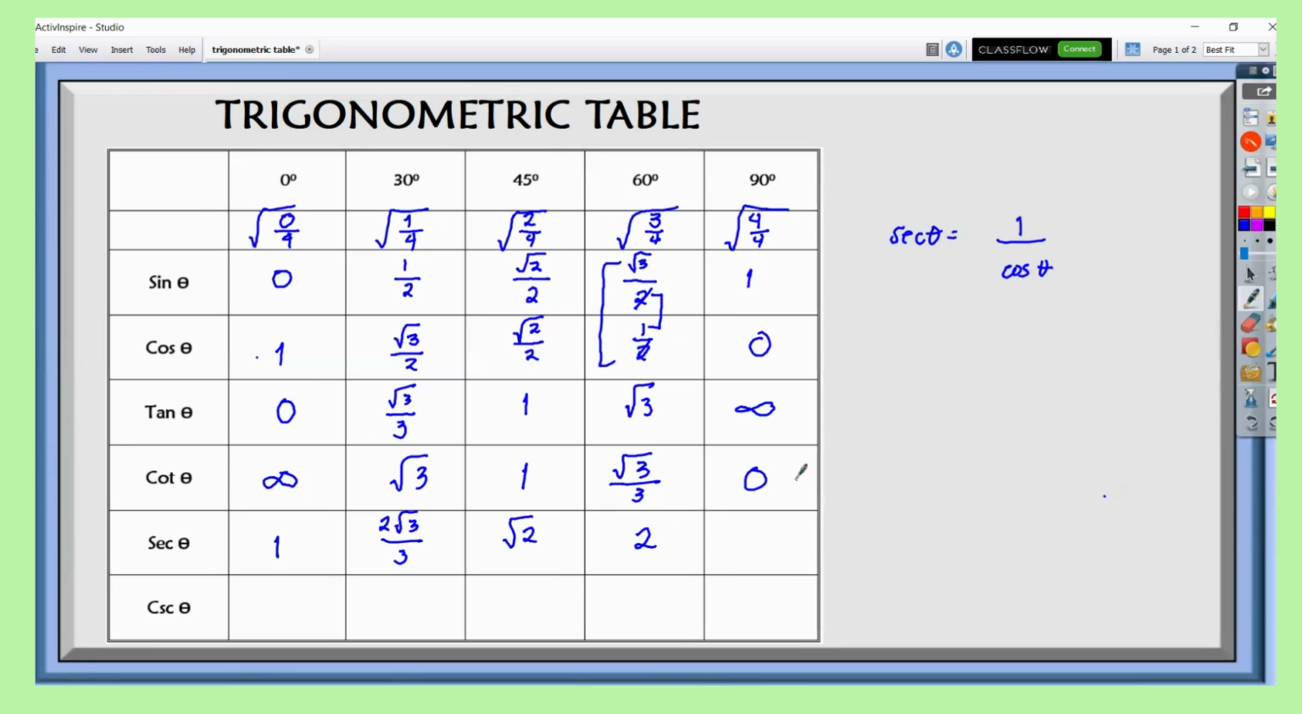Last, we have secant 90: 1 over 0. That is not defined, or undefined. And same process. We will just flip the answers to get the cosecant. That is undefined, so this will be undefined as well. We have 2, just copy the square root of 2, get 2 square root of 3 over 3, and we have 1. This is now the values of our trigonometric table.